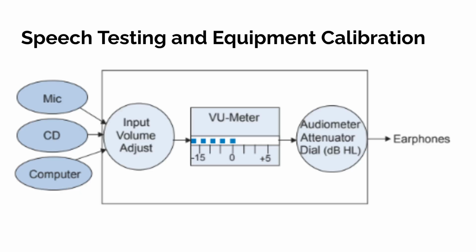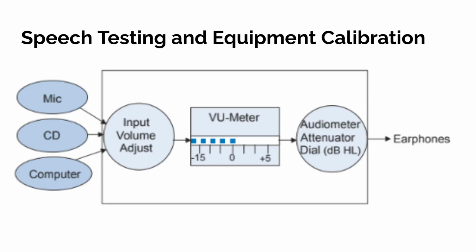The key components here for speech testing with an audiometer, it's the same as it is with pure tone audiometry, but we have additional inputs here. We have the microphone, a CD, or a computer, which is going to play the speech audio, which is going to output speech audiometry materials, and then we have an input volume adjust, input level adjustment to make sure our volume unit meter is hitting 0 VU. We want it to hit 0 VU so that we know that the dB level set on the audiometer is what the actual dB level being presented to the ear is.